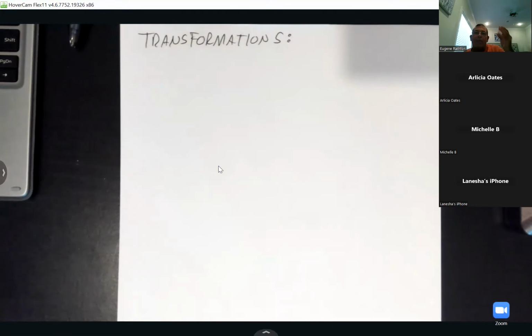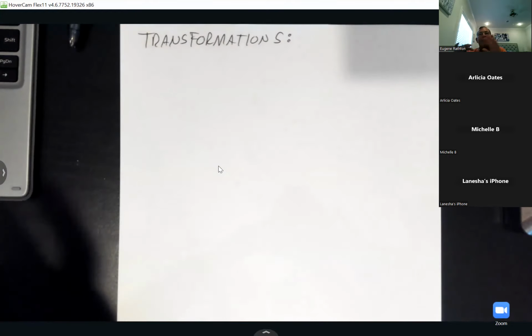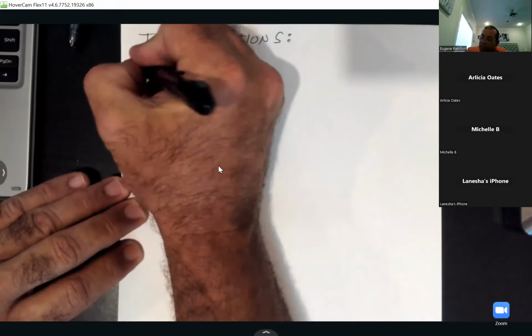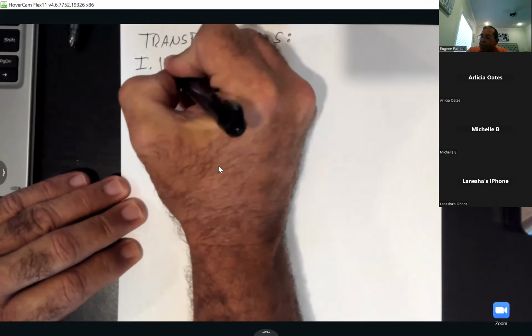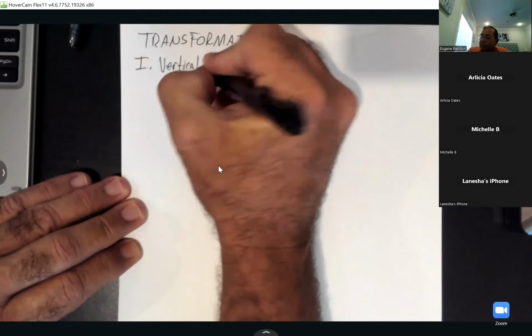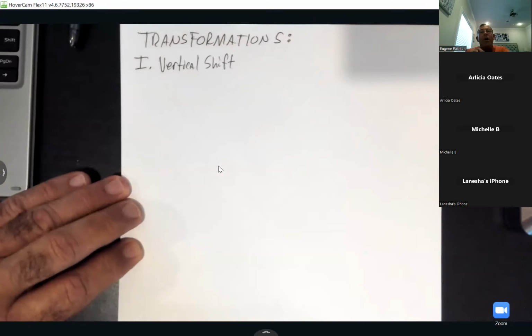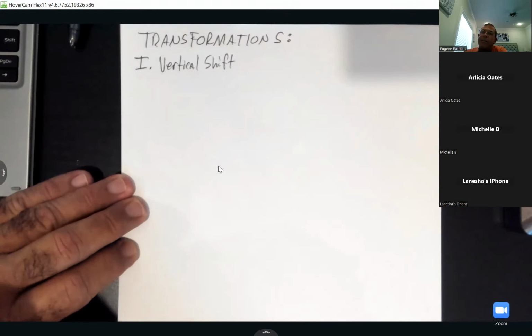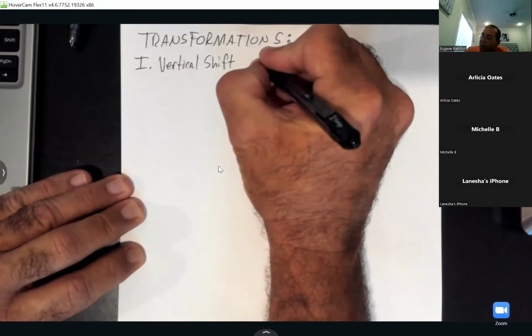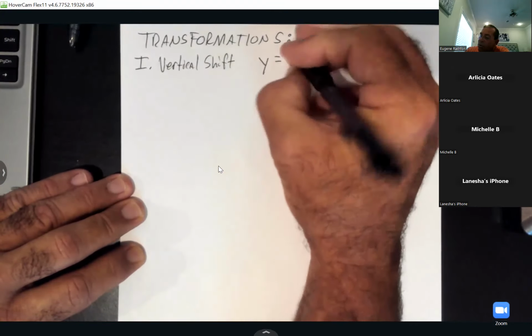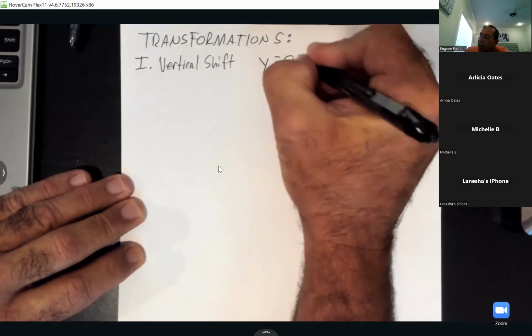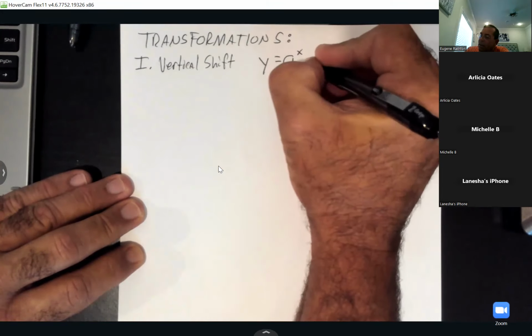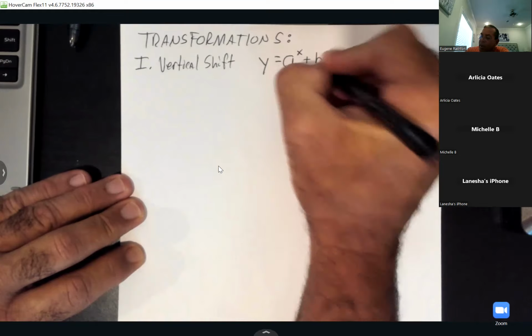So this is where we moved the graphs up, down, left, right. We flipped them over the x-axis before. So we got a few transformations we're going to do with these exponentials. First one is a vertical shift. And y'all, the vertical shift is the same as it was in 7.2. You'll have y equals a to the x plus b.